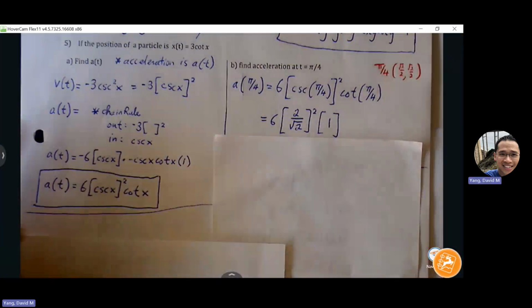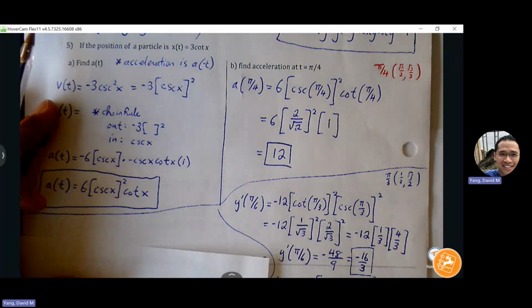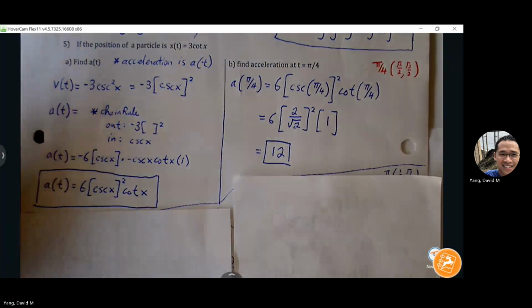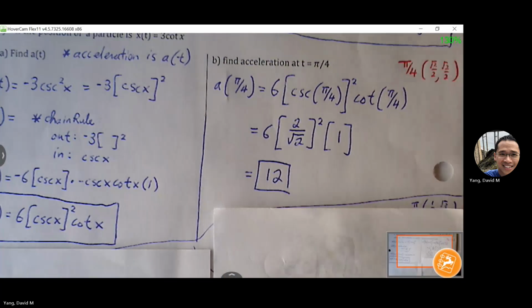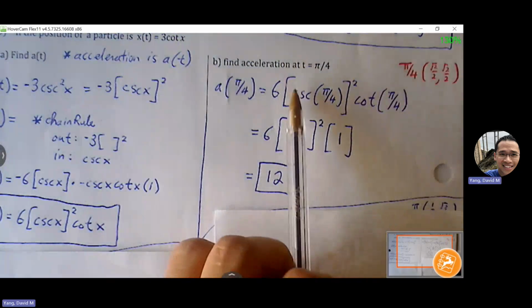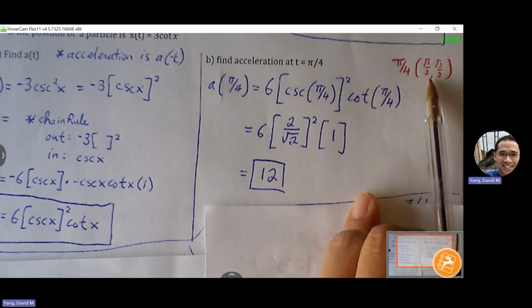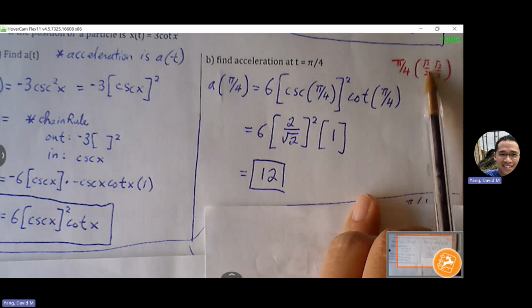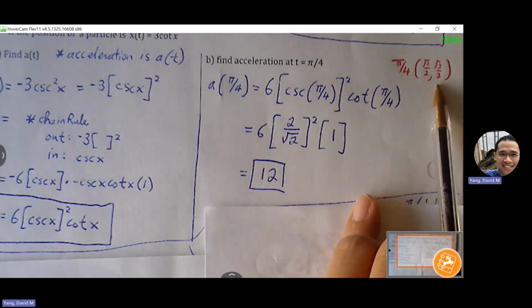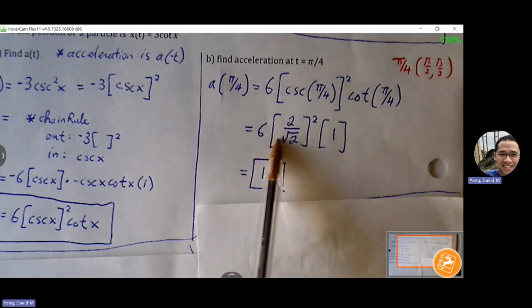Okay, from here we can think about our unit circle values. Cosecant of pi over 4. We know that pi over 4, our ordered pair is root 2 over 2, root 2 over 2. Cosecant is related to the y value. So we know the sine of pi over 4 is root 2 over 2. So the cosecant of pi over 4 would just be 2 over root 2. So that's how I got that value there.